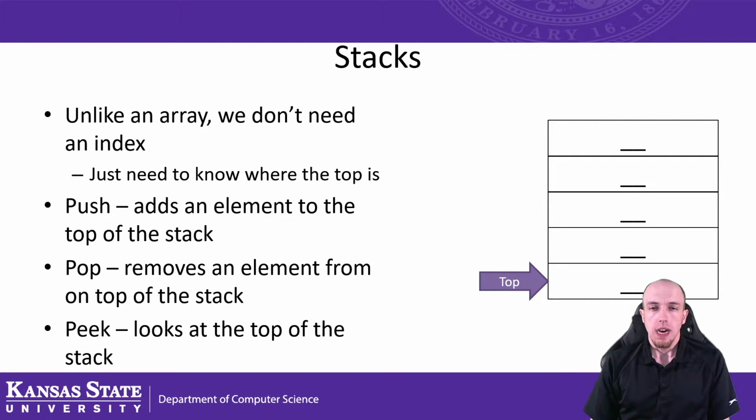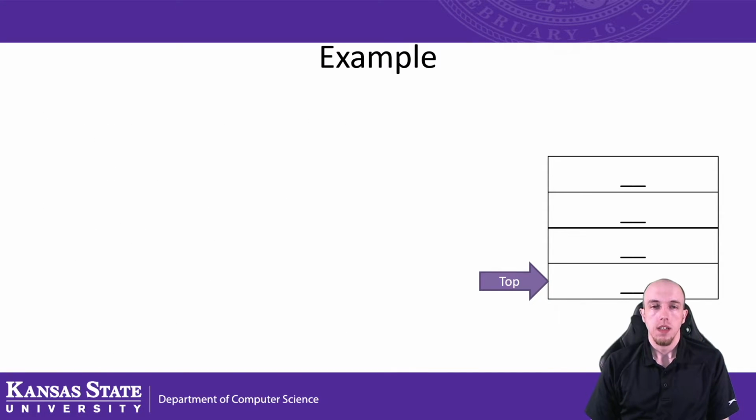The three primary operations of a standard stack are push, pop, and peek. Push simply adds an element to the top of the stack. Pop will remove an element from the top of the stack, as well as returning the value that was actually removed. Peek will simply look at the top of the stack, return that value, but not remove it. Let's take a look at how these operations work on the stack.